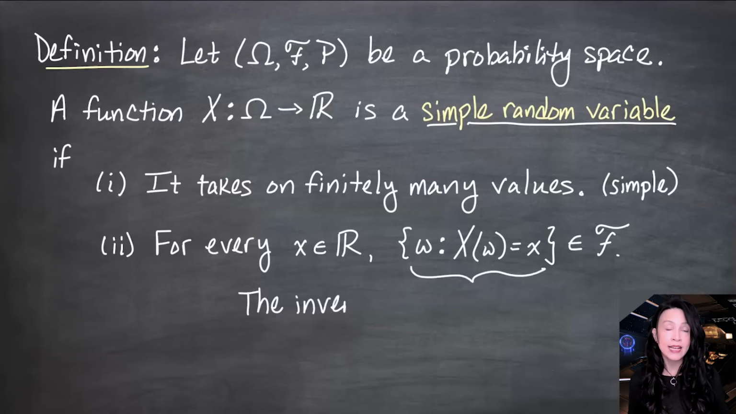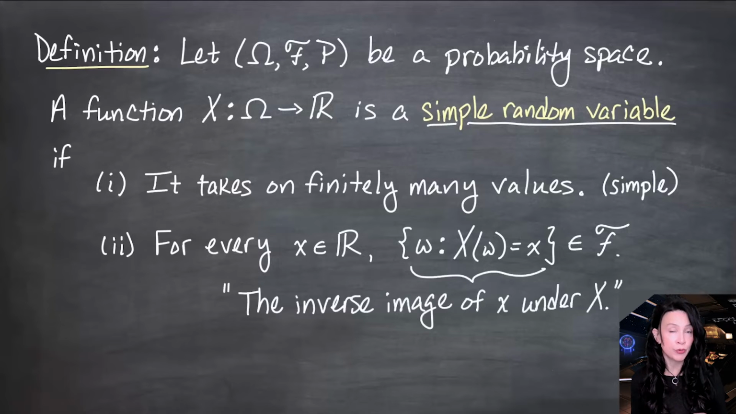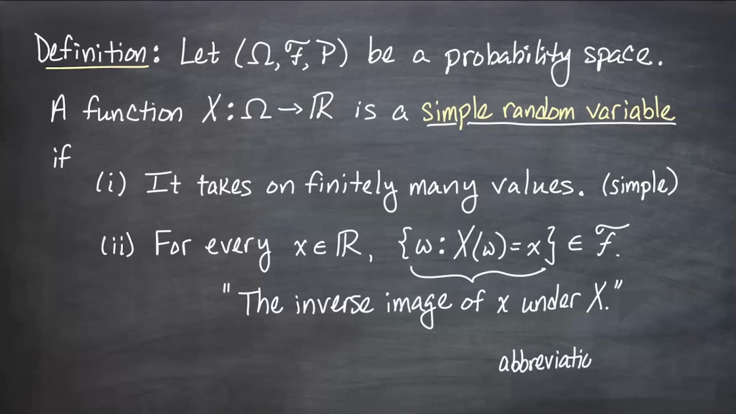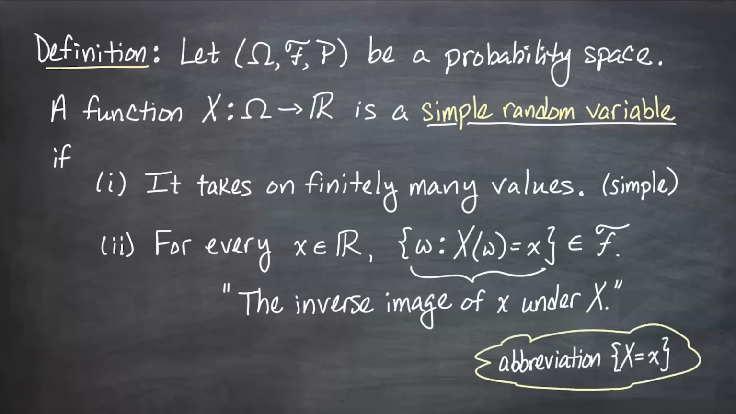This set is known as the inverse image of the real number lowercase x under the function capital X. And real quick, I'm just going to revisit an example. We're going to do nothing new but use the new notation. Oh, and by the way, this set will eventually, I'm not going to do it yet, I want us to get used to this first, but this set will be abbreviated as capital X equals little x in brackets.